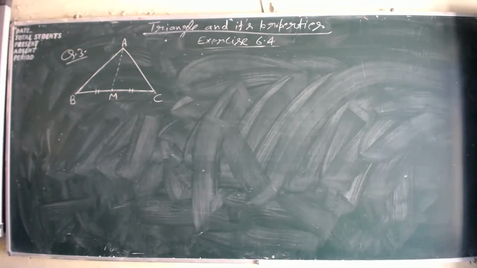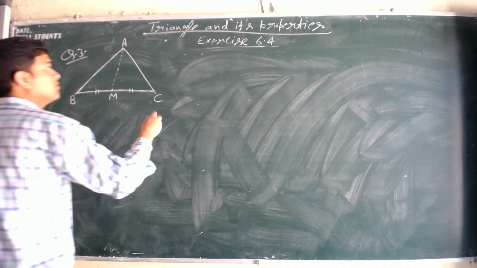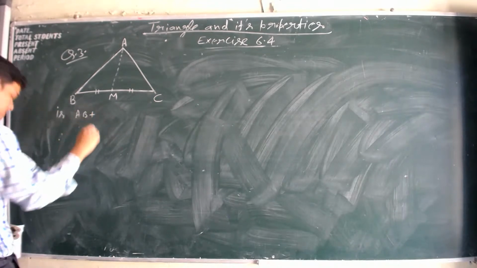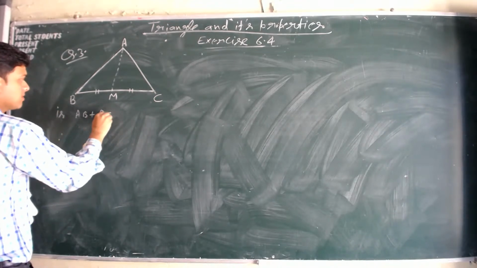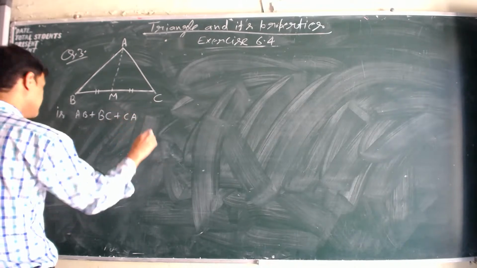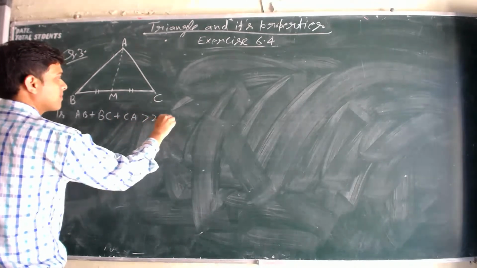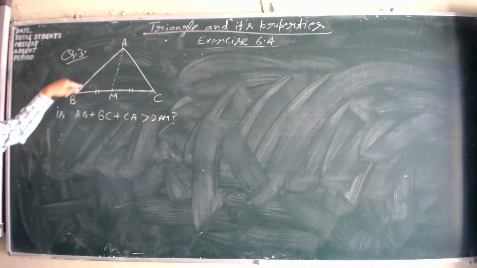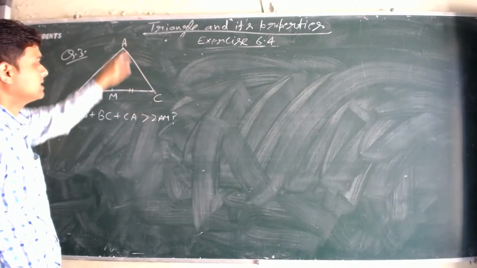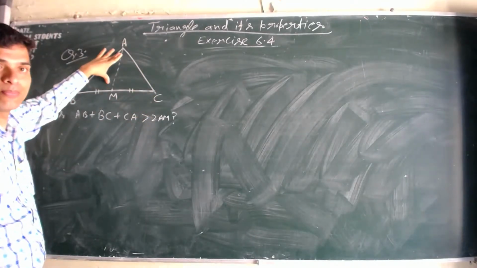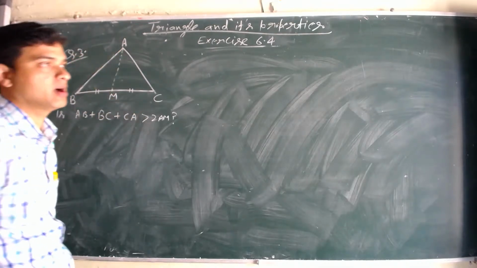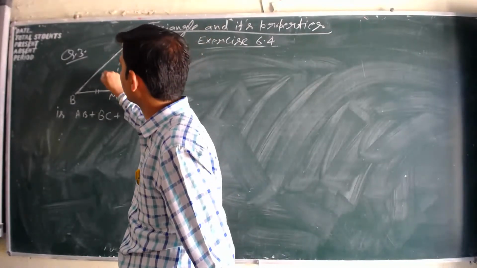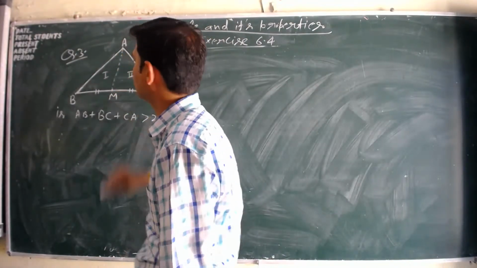Clear? हमने ये प्रूव करना है: AB plus BC plus CA is greater than 2AM. मतलब इसके डबल से बड़ा होगा या नहीं. तो देखो इसमें भी दो ट्रायंगल्स बन रहे हैं, इस मीडियन के बनने से दो ट्रायंगल, ट्रायंगल 1 एंड ट्रायंगल 2.